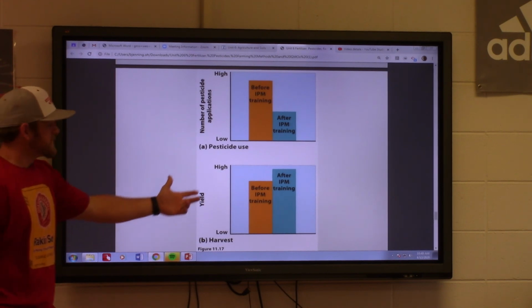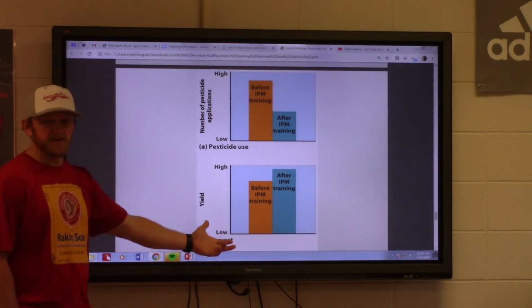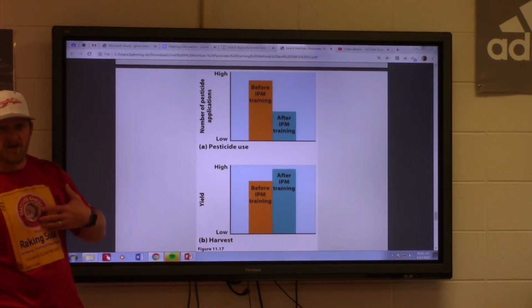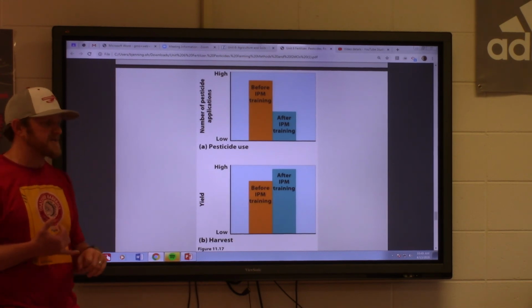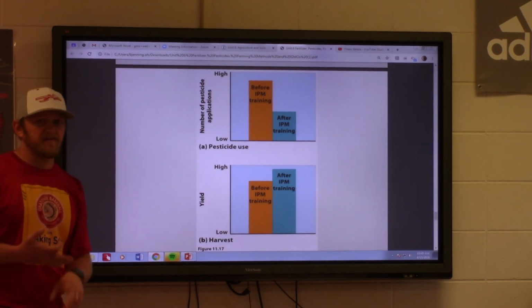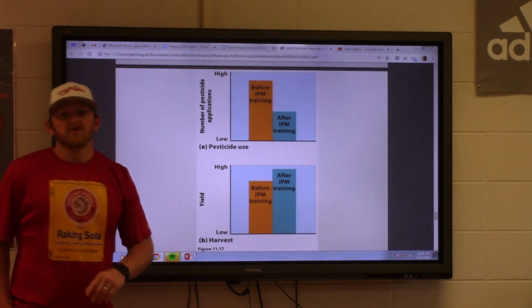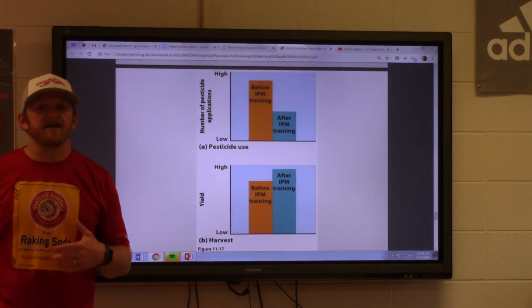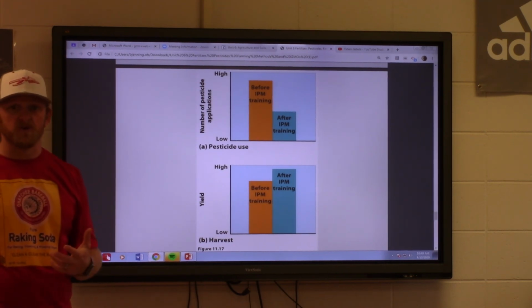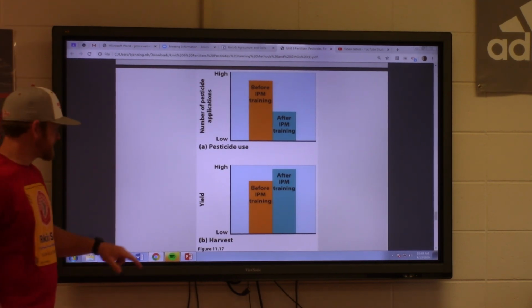Here with our yield, before IPM training, our yield was low. After we put in integrated pest management, after we do crop rotations or spray with chemicals, or take them out physically or biologically, however we take them out, our yield goes way up. So IPM training is very, very useful for our farmers throughout the country.